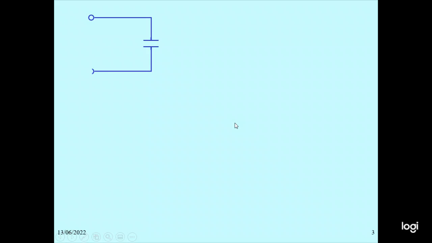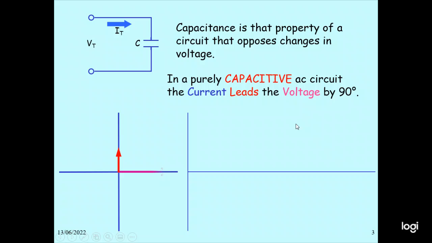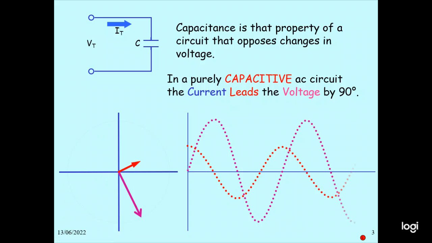So this is for the capacitive AC circuit. Capacitor C connected to voltage VT. Capacitance is a property of a circuit that opposes the change in voltage. In a pure capacitive AC circuit, the current leads the voltage by 90 degrees. So this is the current leading the voltage by 90 degrees.